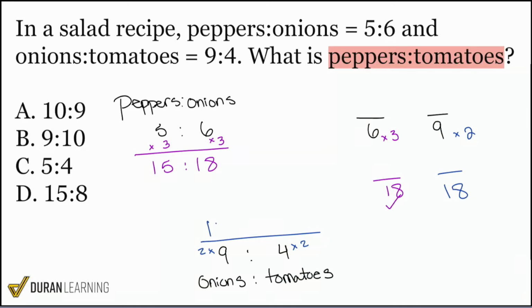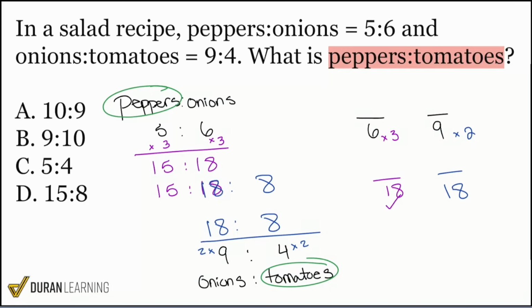9 times 2 is going to give me the 18 I was looking for. Everyone, what is 4 times 2? 4 times 2 is going to be 8. Now guess what I can do now? Check things out. I'm going to just copy this right down here, and I'm going to copy this right up here.